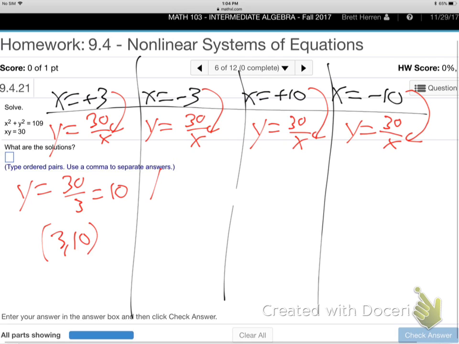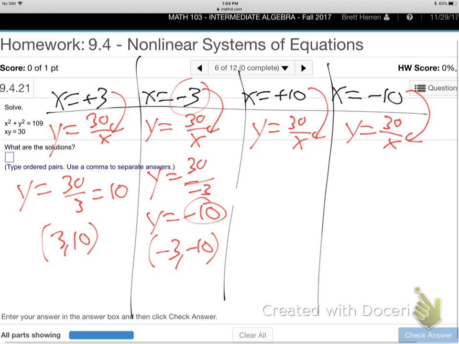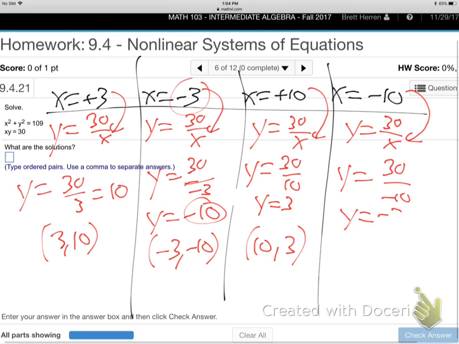Next one, plug in the negative 3. 30 over negative 3, so that's negative 10, huh? So that's negative 3 led to negative 10. Negative 3 for x, negative 10 for y. They go together, right? I think I made the analogy of descendants, right? Parents lead to children. They're related. They're connected. So plug in the 10 here. 30 over 10, y is 3. So that's the answer, 10, 3. And last one, plug in the negative 10, y is negative 3. So that's the answer, negative 10, negative 3. There they are.